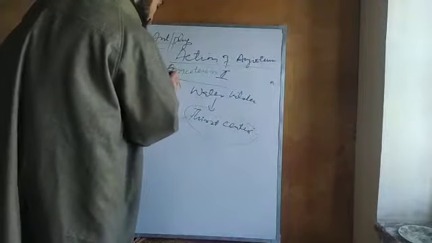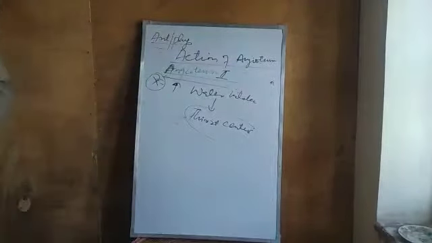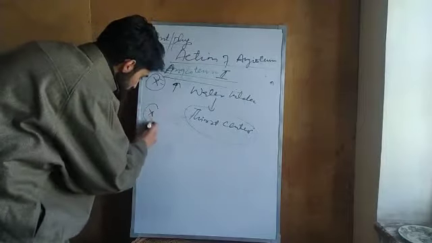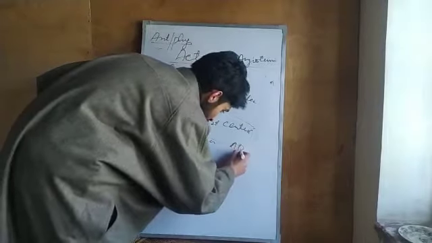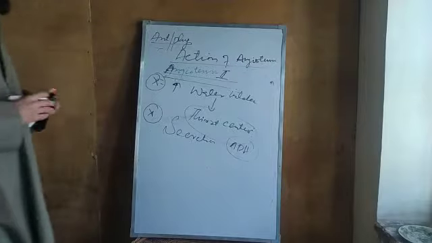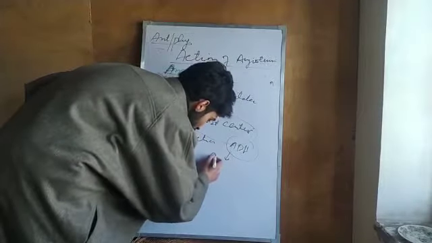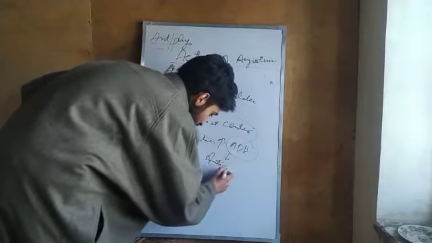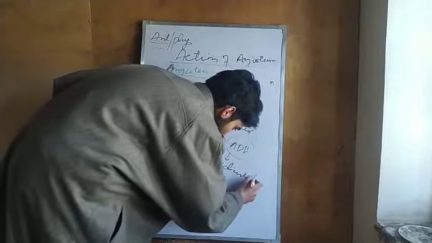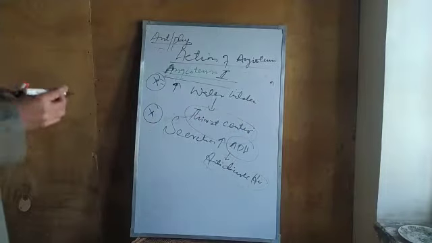Who does it? The one responsible for all that is angiotensin II. It also increases the secretion of what? Secretion of ADH. ADH is antidiuretic hormone. It increases the secretion of antidiuretic hormone.